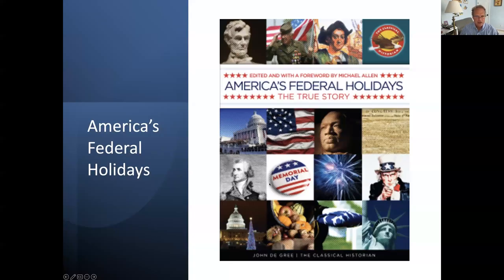And this program, this is one book, America's Federal Holidays. Our federal holidays happen about once a month throughout the year. So whatever curriculum you're using, your children should be learning the meaning behind our federal holidays. Our federal holidays are very inspiring. The people that we honor on these days did great things. They sacrificed much for our country.